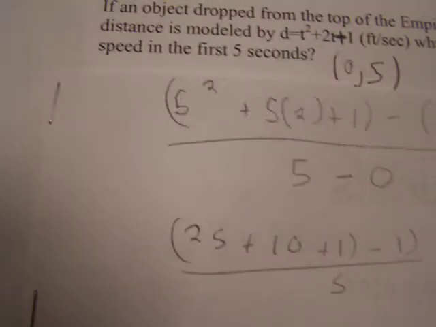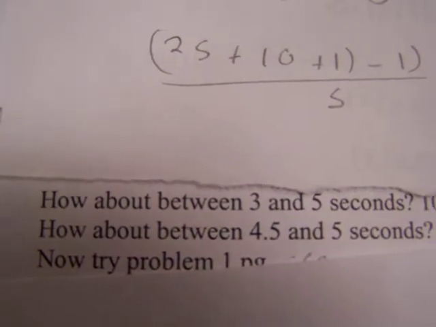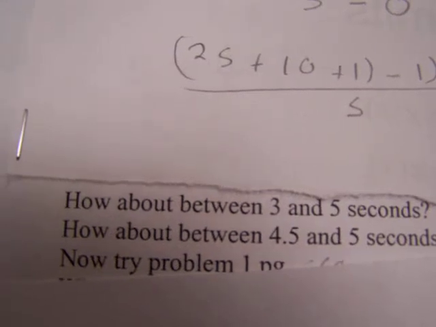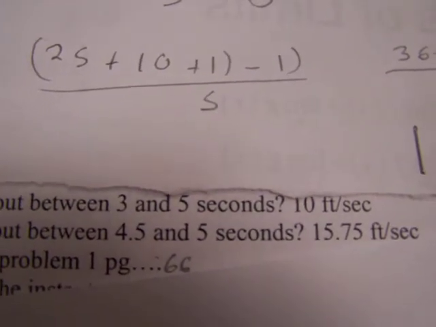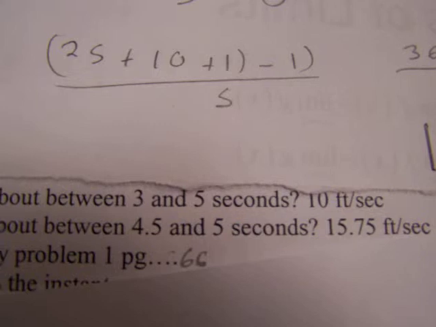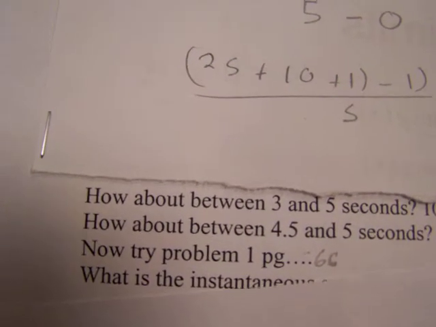Now, how about between 3 and 5 seconds and 4.5 and 5 seconds? Pause this video until you've figured these examples out. Between 3 and 5, it should be 10 feet per second, and between 4.5 and 5, it should be 15.75 feet per second. Now try problem 1 on page 66.